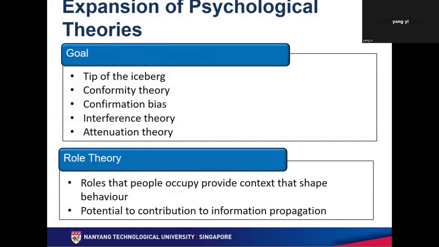So there is something called role theory in social psychology, if you are not aware of it, which means that roles that people occupy provide the context that shape behavior. So your role in that group of individuals interacting together plays an important role. And you can think about that in the context of, let's say, the review process again. There's an area chair or a senior PC or a meta reviewer, right? They occupy a different role compared to reviewers. So the way they influence is different from the way reviewers influence. So role theory is very prevalent in human society. And this naturally has a potential to contribute to understanding information propagation. We do believe this plays a part in information propagation.